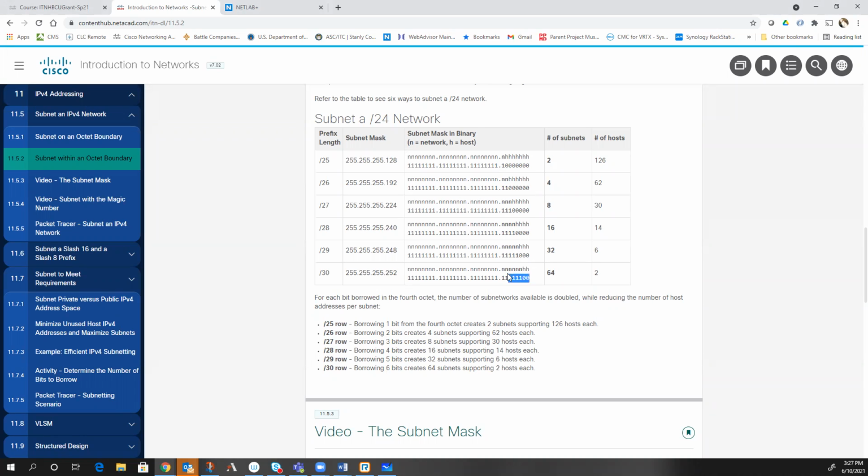Now, you can never have a mask of more than /30. And that is because of our formula for the number of hosts on a subnet, 2 to the h minus 2. You've always got to have at least 2 host bits, otherwise you won't have any hosts that are usable on the subnet.